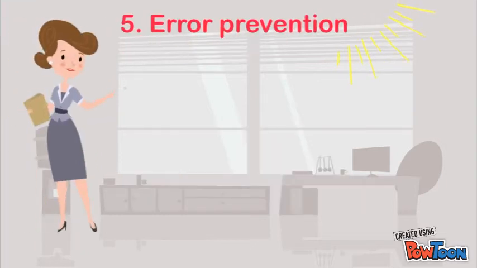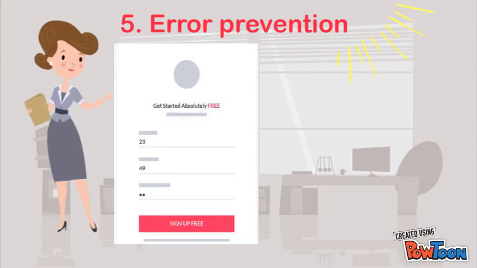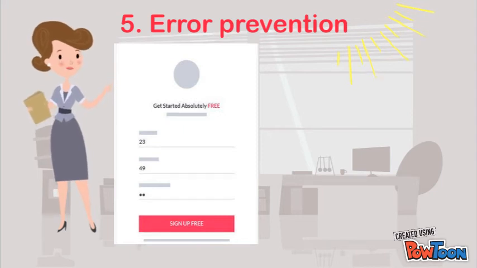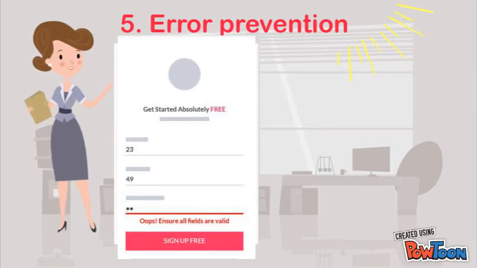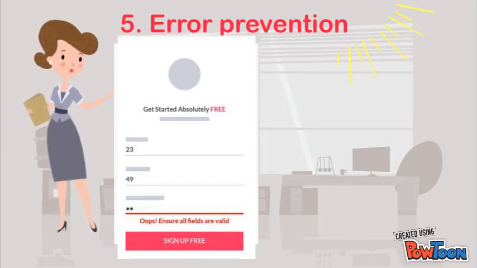Error prevention. Even better than a good error message is a careful design which prevents a problem from occurring in the first place. As seen, the user here is notified to ensure all fields are valid.